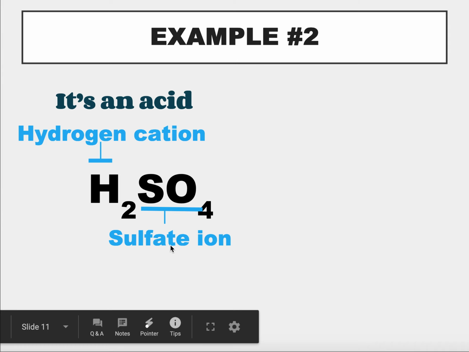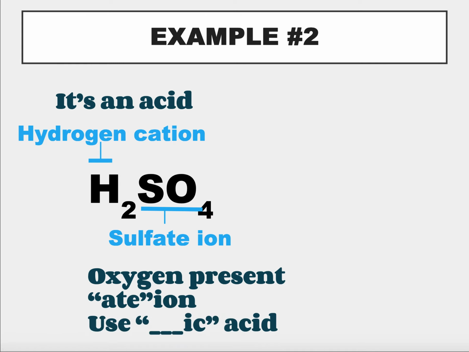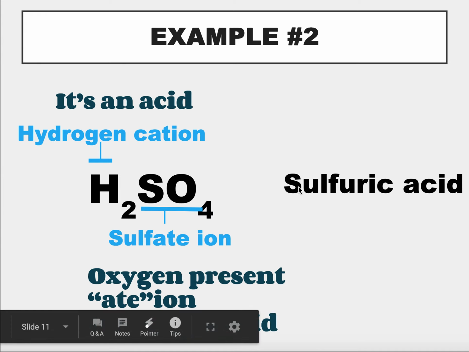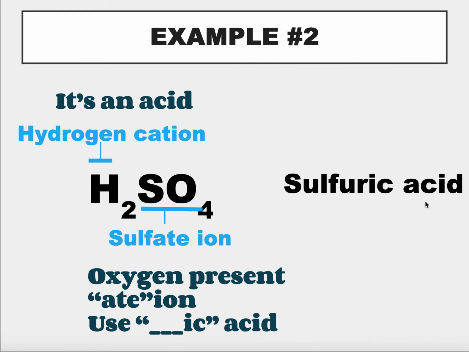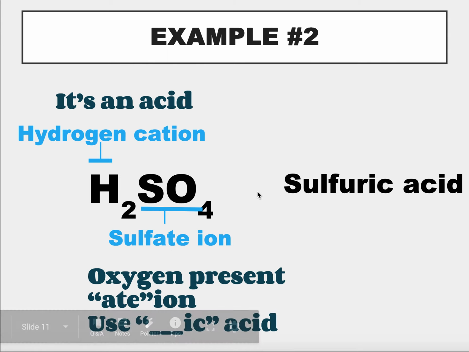And so what's my rule? Well, if it ends in ate, go away, little thing at the bottom. If it ends in ate, then I just replace the ate with an ic acid. So sulfate becomes sulfuric acid. So I can see the ic acid is because it's an ate ion. And again, there is no hydro in front of this.